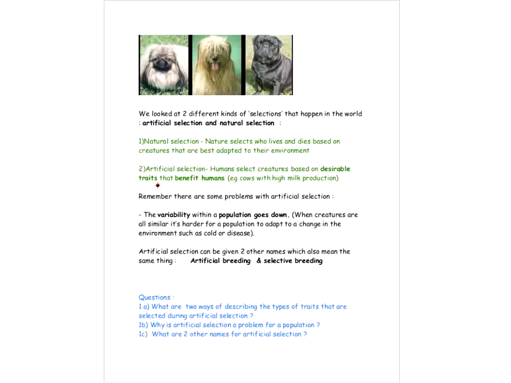Yeah. They can adapt, and it's because they don't have enough variability, right? They're all the same. Okay? You guys got the right idea. Okay, so what are two other names for artificial selection? What else can we call it?